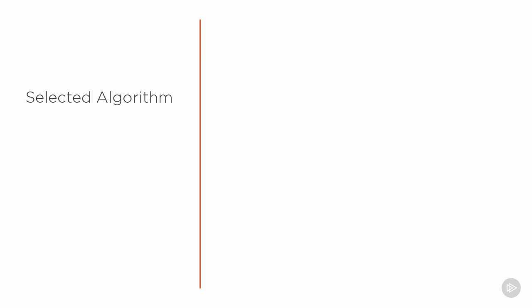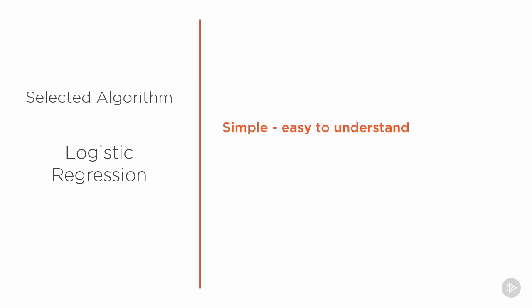From these three, let's select the logistic regression as the initial algorithm for training and evaluation. Logistic regression has a number of characteristics that make it useful as an initial algorithm. First, it is simple to understand. Once the value hits a certain threshold, the result is true, delayed in our case. Below that threshold, the value is false, not delayed.